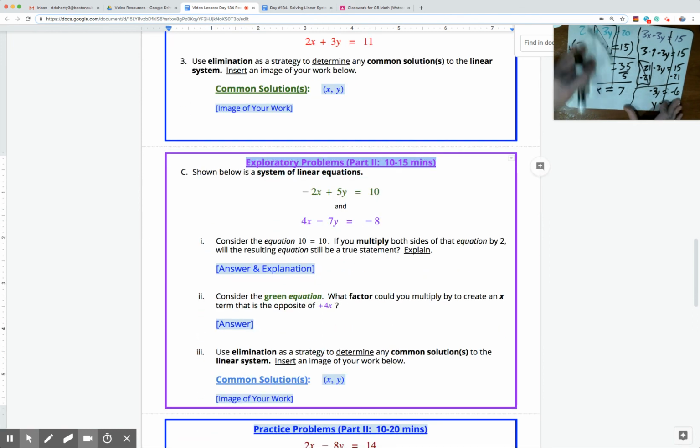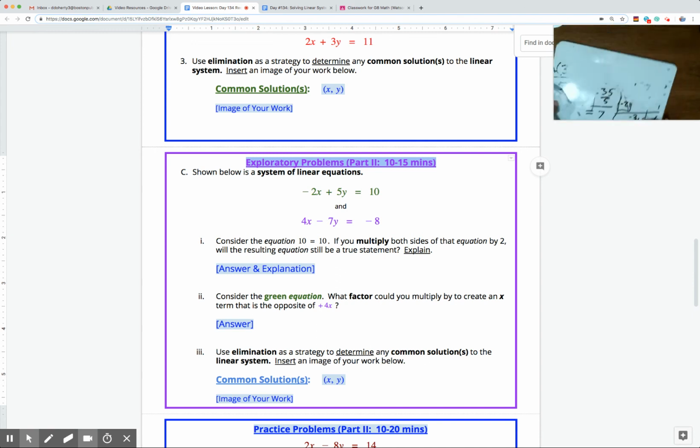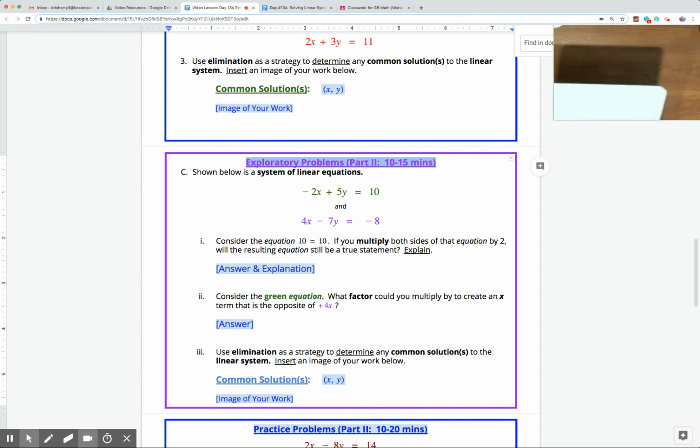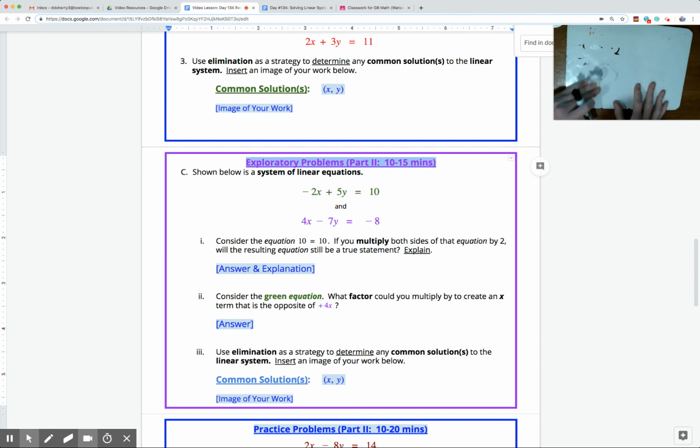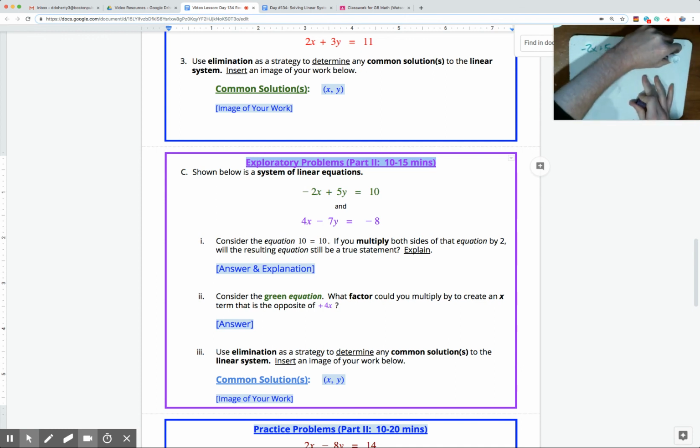All right, so welcome back. We're going to take a look now for one last problem. We're going to look at part C on the explore problems. You should have already been spending time today working through problems 1, 2, and 3 on the blue box practice problems. Now, this linear system was more challenging because when we take a look at both of these equations, the first one is negative 2x plus 5y equals 10. And the next equation, 4x minus 7y equals negative 8.